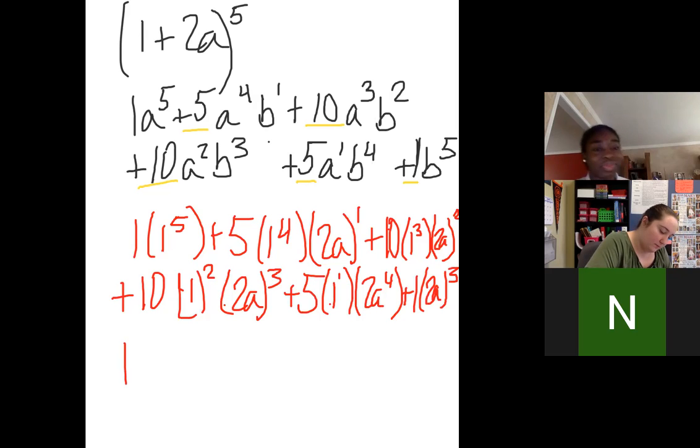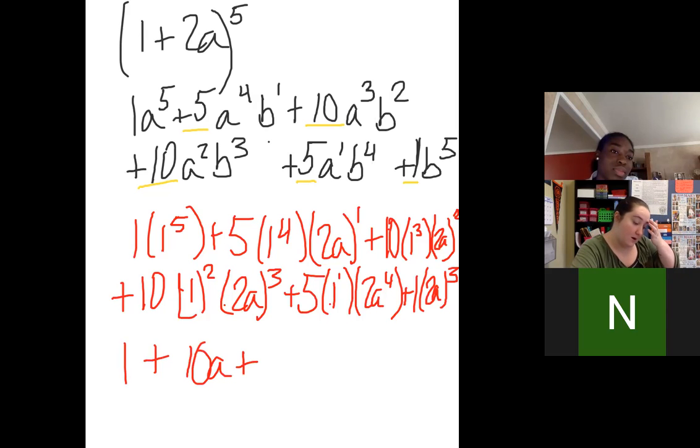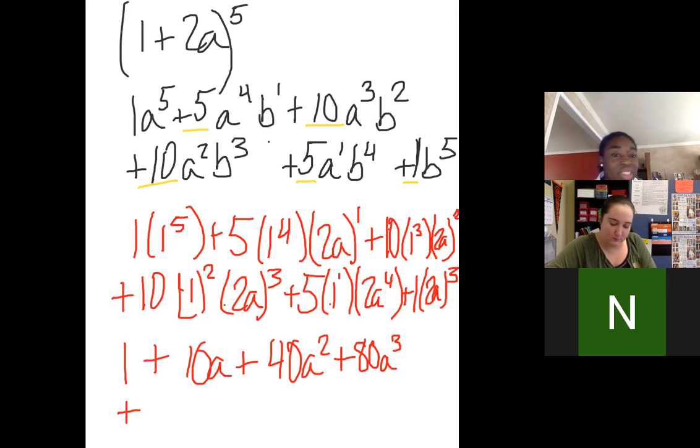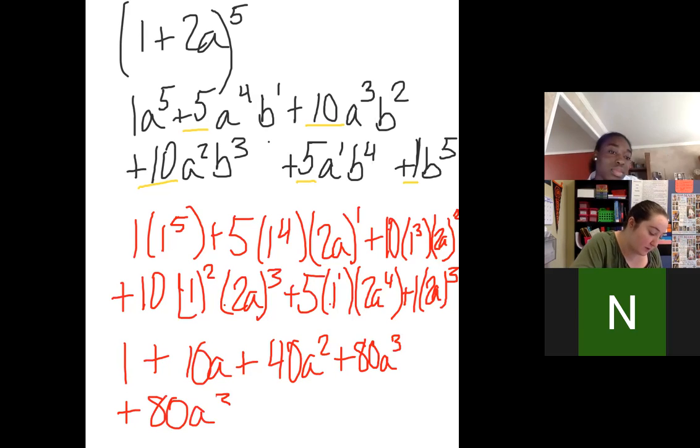Okay, so we have 1 plus 10a plus 40a squared plus 80a cubed plus whatever 16 times 5 is. Are you just simplifying everything? Yeah, I'm just simplifying everything. Plus 80a cubed, and then it should be symmetrical. So I have 40a to the 4th, I'm pretty sure, I hope.